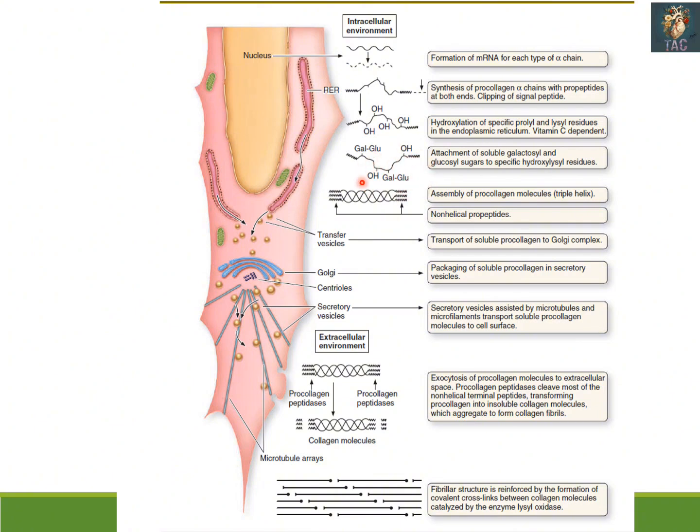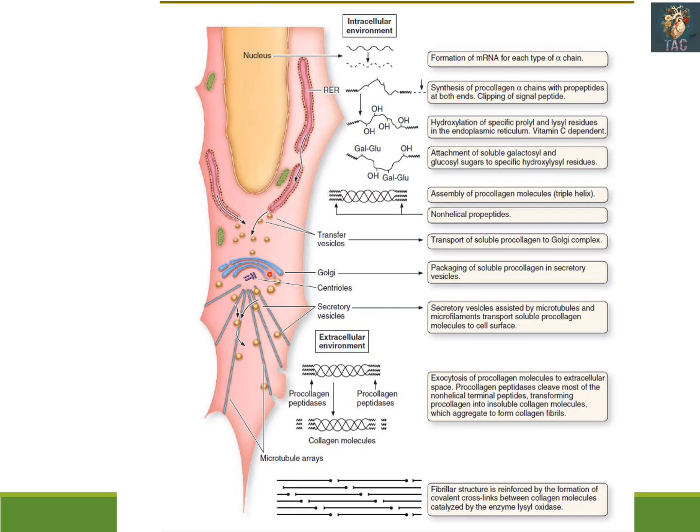After the glycosylation, the collagen alpha chains twist around each other to form a triple helical structure with non-helical ends. At this stage, all of the processes are taking place in the rough endoplasmic reticulum and then the Golgi apparatus, and they are transported in the form of transport vesicles to the Golgi apparatus. Here is the Golgi apparatus.